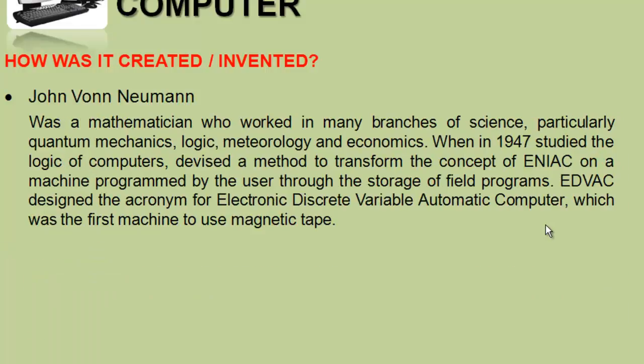John von Neumann was a mathematician who worked in many branches of science, particularly quantum mechanics, logic, meteorology, and economics. In 1947, when he studied the logic of computers, he devised a method to transfer the concept of ENIAC to a machine programmed by the user through stored programs, EDVAC, the acronym of Electronic Discrete Variable Automatic Computer, which was the first machine to use magnetic tape.